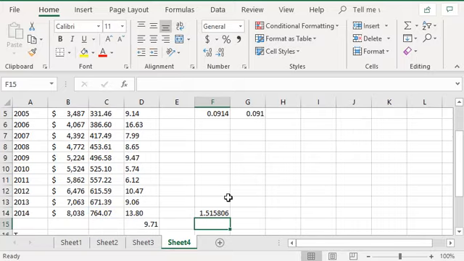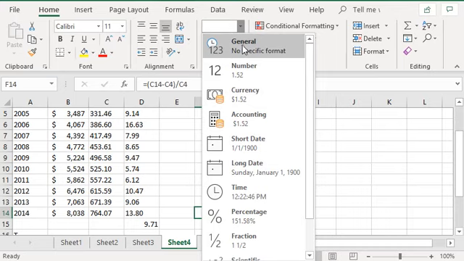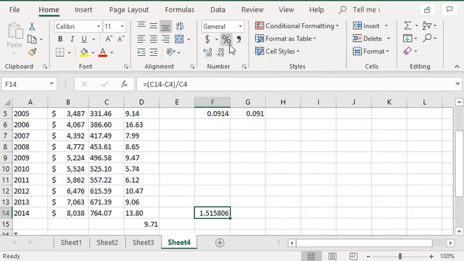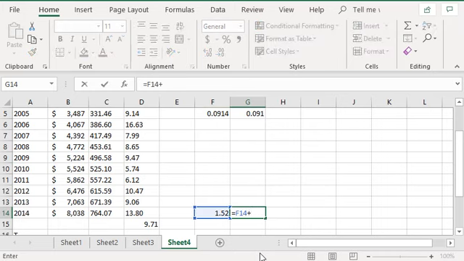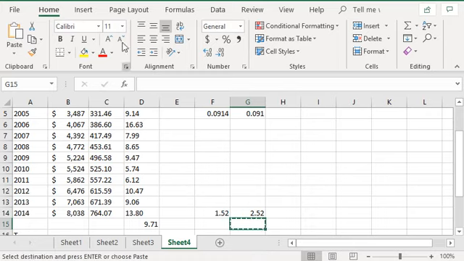Okay, so how much did it increase by? It increased by $1.52, right? It increased by 152%. In decimal, it increased by 1.52. This is how much something that cost $1 in 2004 increased by. So we have to add that to what it cost in 2004. So $2.52.